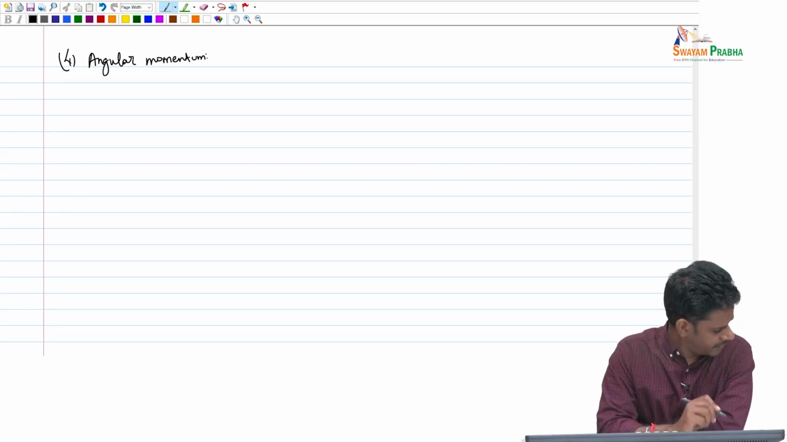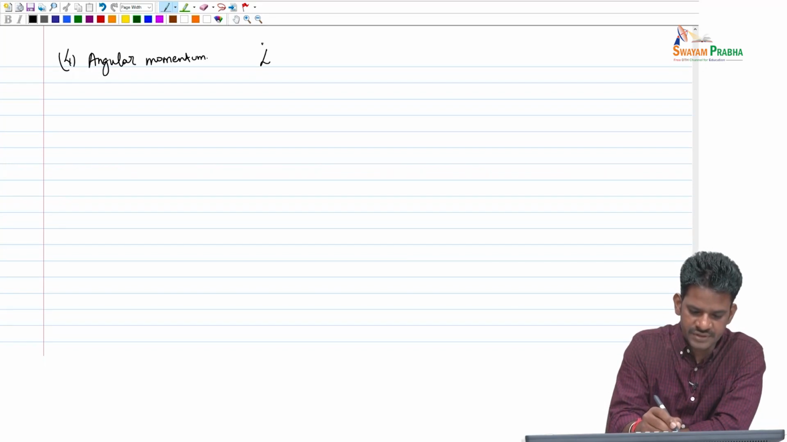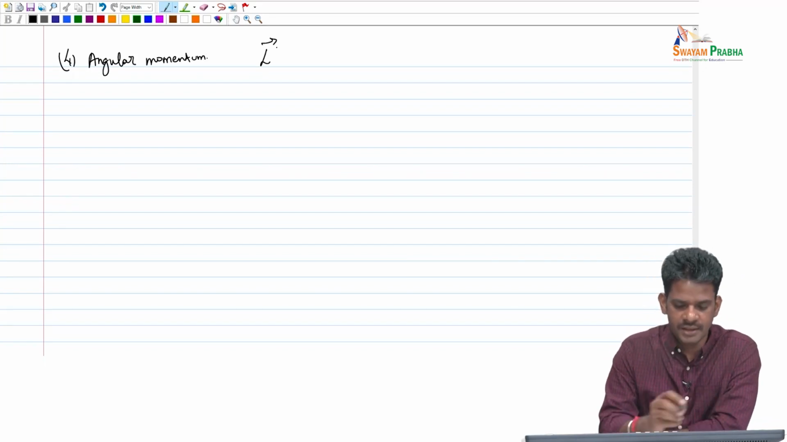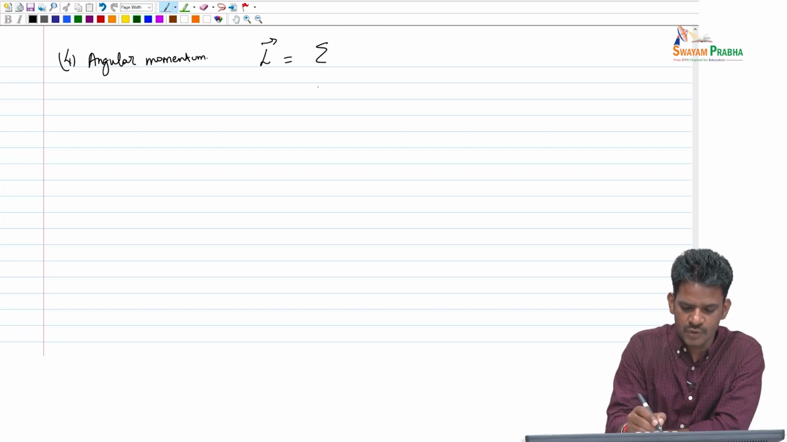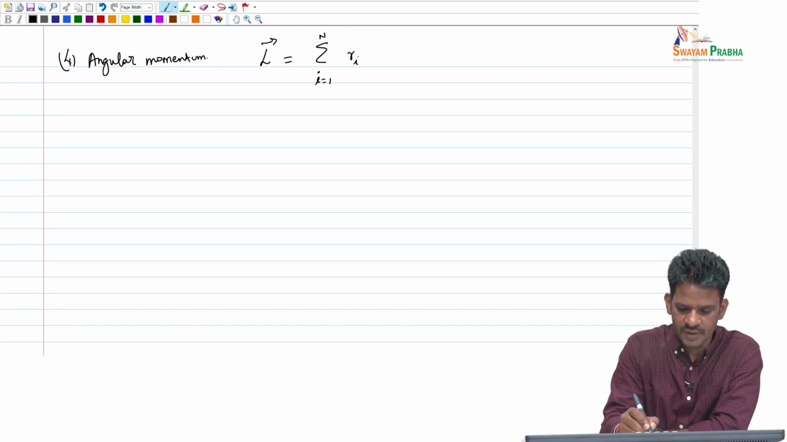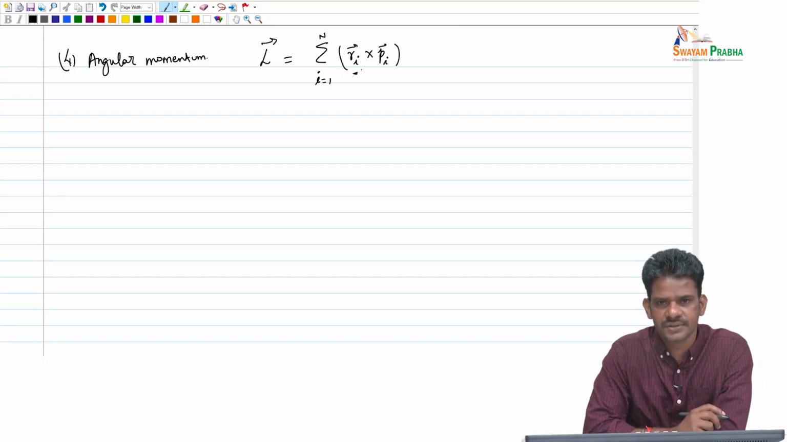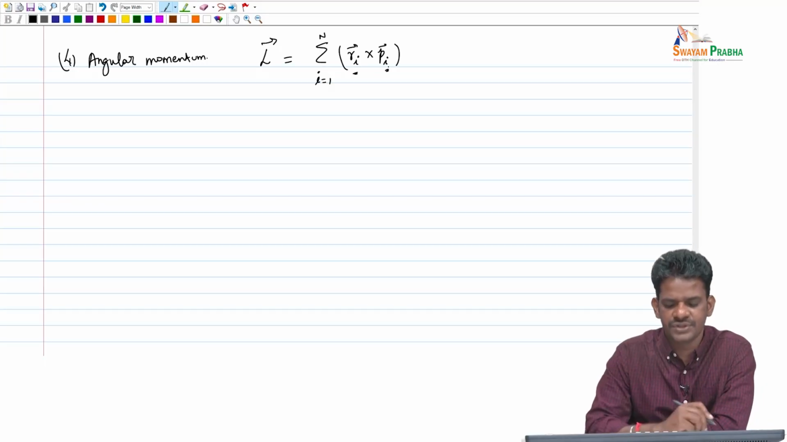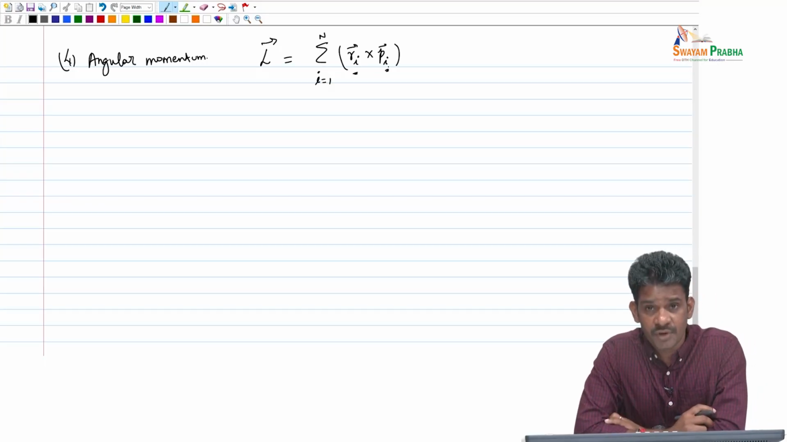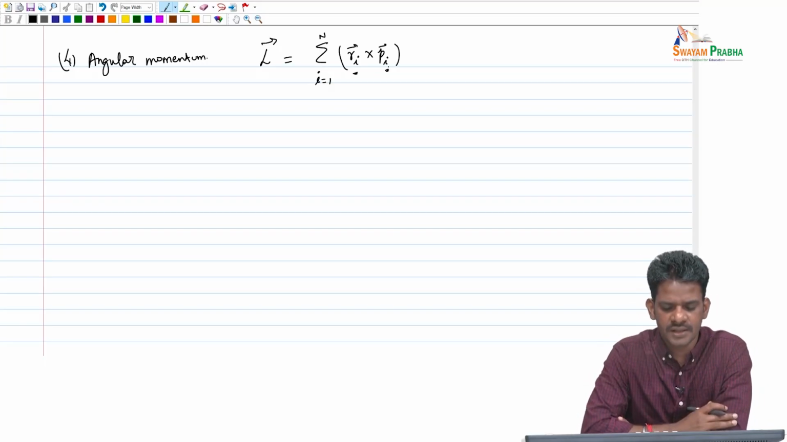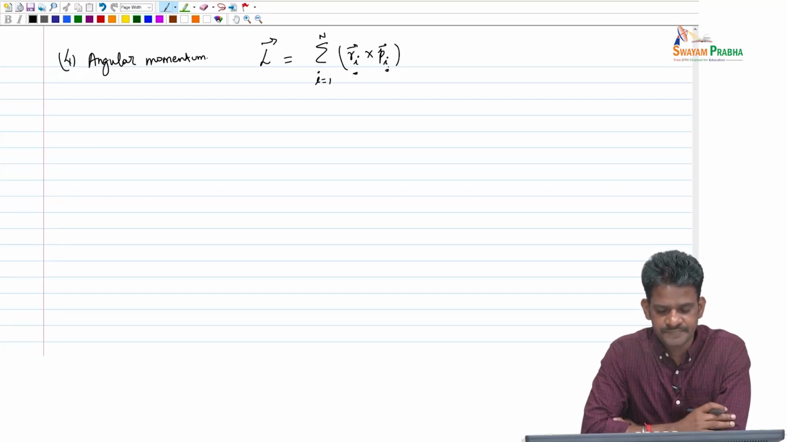So the angular momentum is denoted with this L, and it's defined as the sum over all particles i equal to 1 to n of r_i cross p_i, where r_i is the particle position and p_i is the momentum of each particle. You take the cross product of these two and then sum over all the particles. That is going to give you the angular momentum.